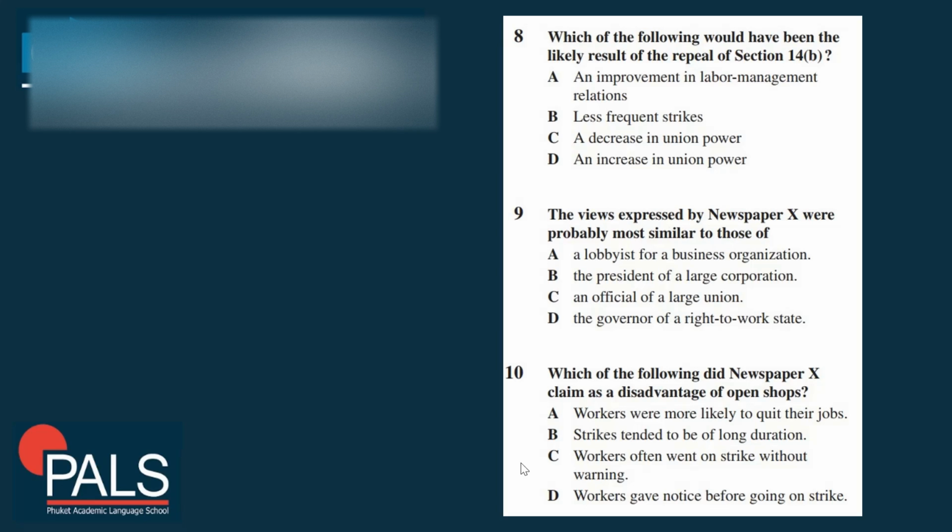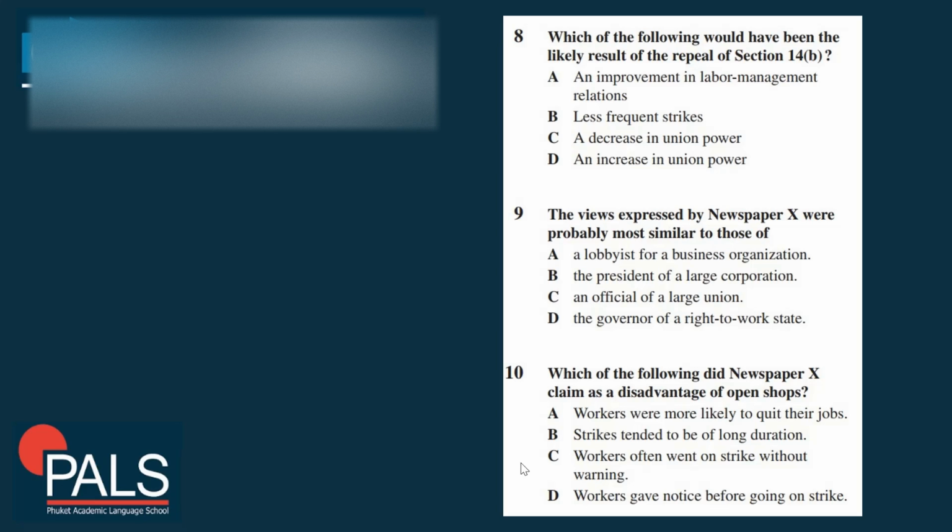So the correct answer for number 9 is C, an official of a large union. This paragraph is obviously advocating for unions, and a lobbyist for a business organization or the president of a large corporation would be against unions because they give it less bargaining power with the workers. Although the governor of a right-to-work state may agree with that, that would be only a small part of his platform.